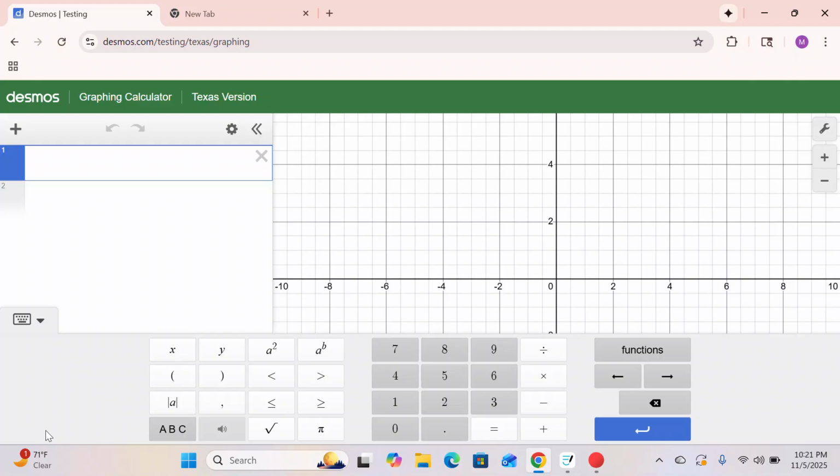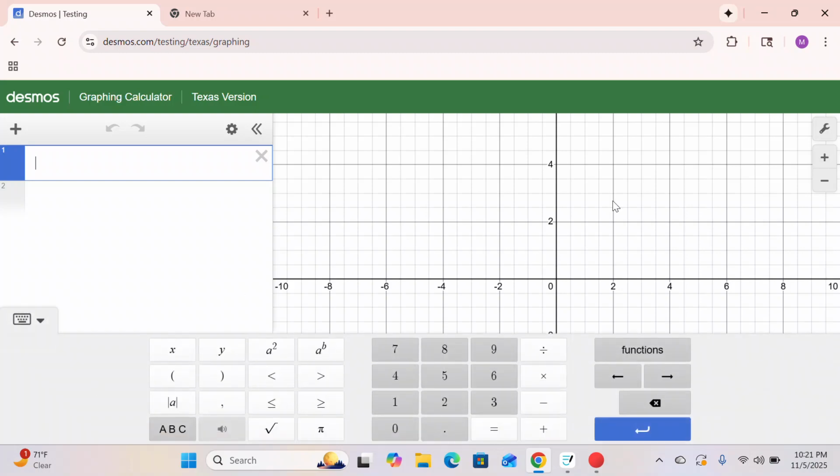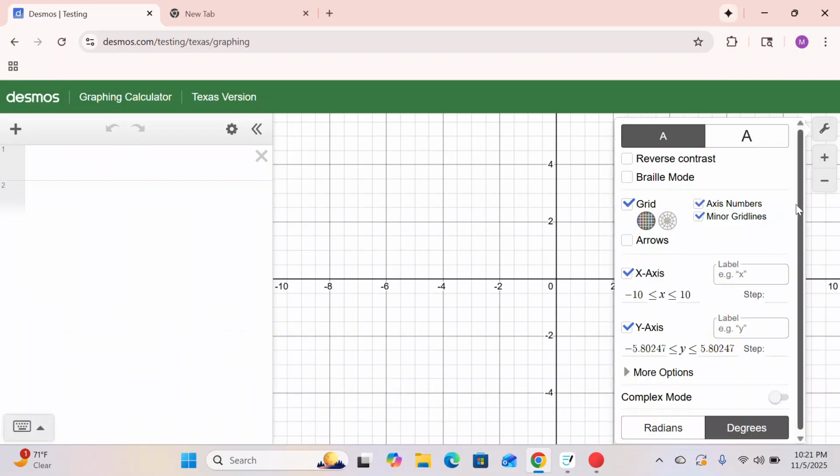Well, no longer do you have to worry about that, because number one, all you have to do is come to the calculator. You see the screen right here. You have your keypad right here. You can shrink it and you can unshrink it. You also have settings. Some of the common settings that I like to do is I like to do negative 10 to 10 between axes, negative 10 to 10.